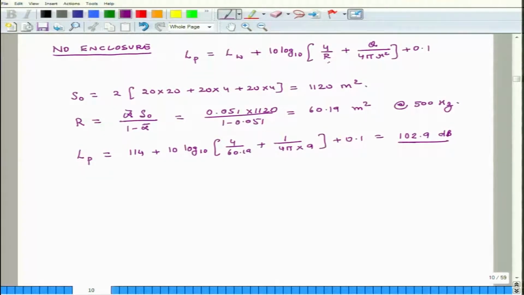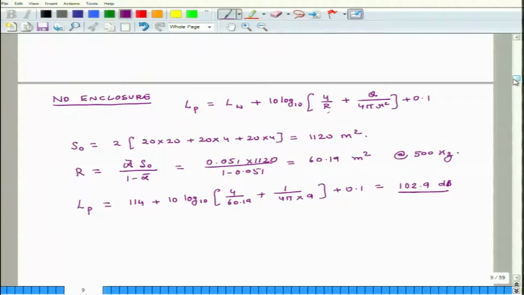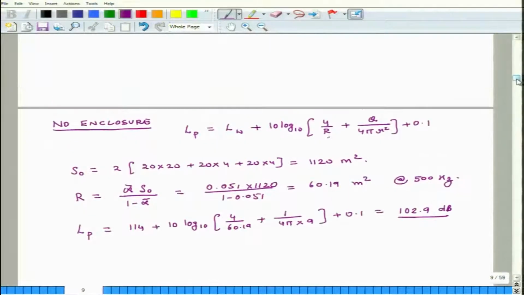So, it is very noisy. Just because of the 500 hertz band, the person is going to perceive 103 decibels. It is very noisy. He will not be happy at all, and more than that, he will become sick after some time if he keeps on listening to this noise level. So, what I have shown you is how to compute LP for 500 hertz. You can use exactly the same method for computing LP at all other frequencies.